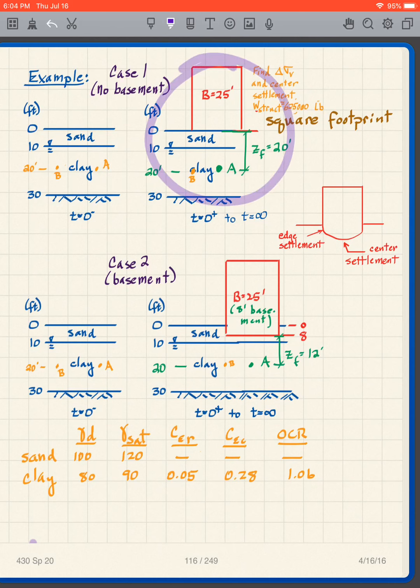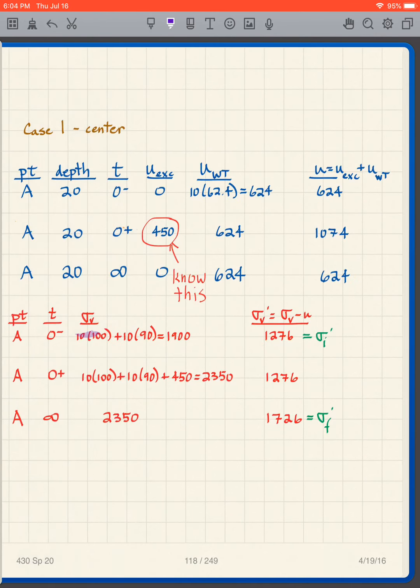T equals 0 plus picture has the structure there. So I have to figure out what is point A feeling. Well, we already know it feels 450. This is for the t equals 0 minus picture. You can all do that for point A.